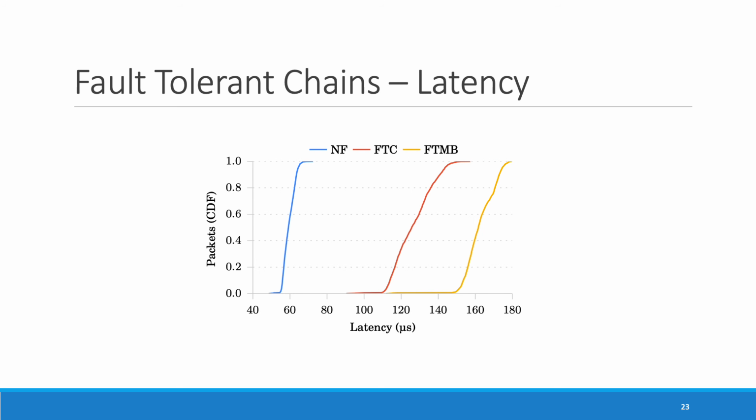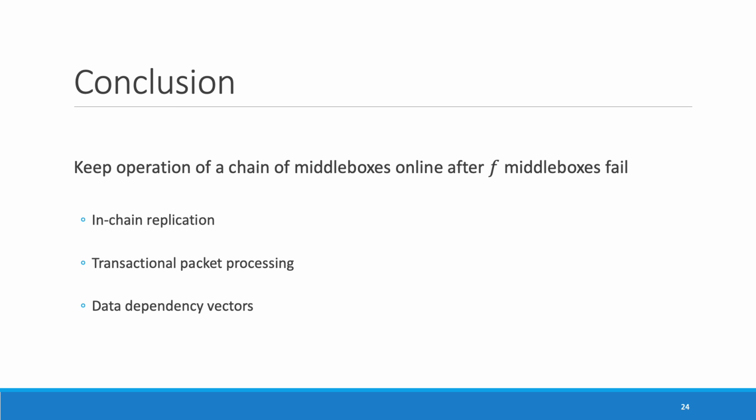We compare the per-packet latency of a chain of 3 middle boxes. The tail latency of FTC for individual packets is only moderately higher than the minimum latency. FTC incurs 16 to 20 microseconds of per-middle-box latency, which is 30% less than the latency of FTMB.